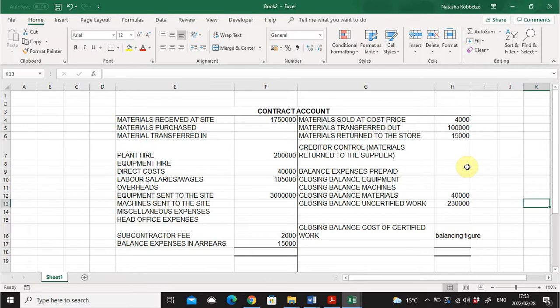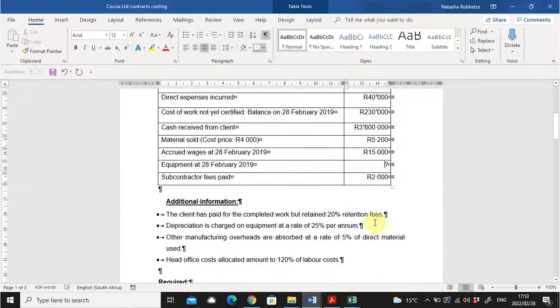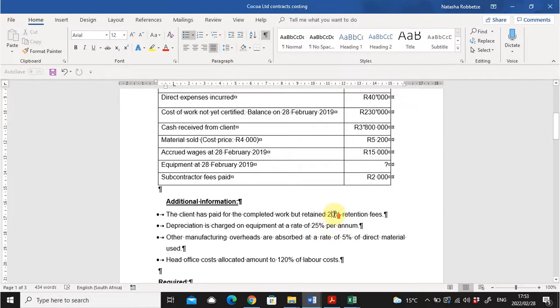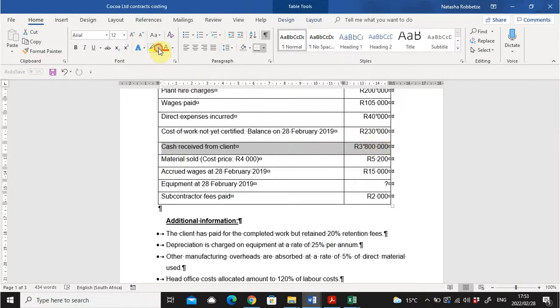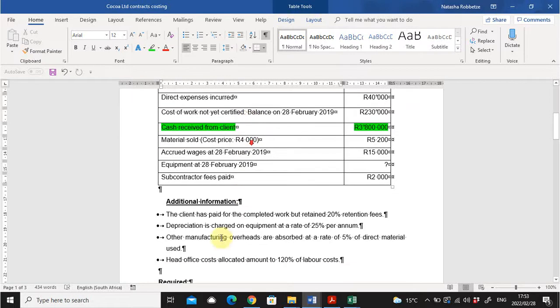Now I'm going to move along to the additional information where it tells us that the client has been using a retention rate of 20%. So the retention rate is important. It goes with this line item, cash received from the client, and it's going to be the last part that we fill out in the T account. Then it says depreciation is 25% on equipment.